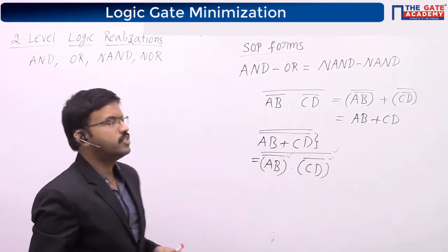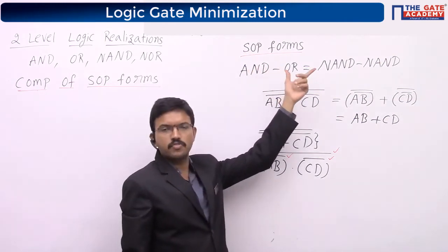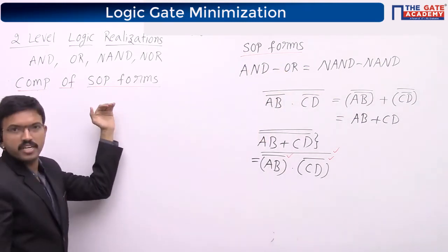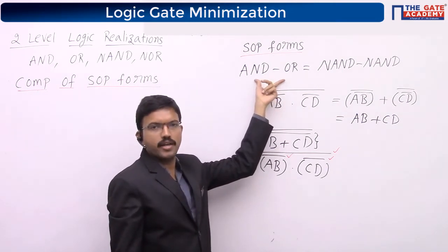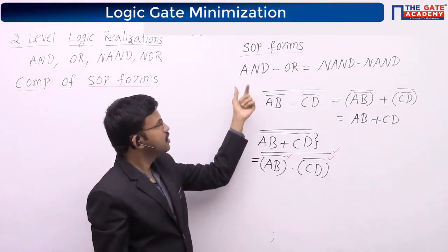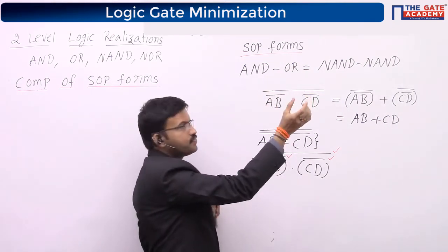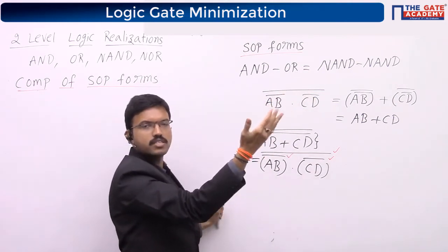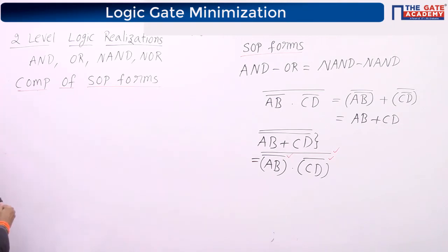Next one, complement of SOP forms. See here we have generated SOP form. Now I am mentioning the complement of it. That means here, with the help of these 2-level logic relation, I got SOP. After that I require the complement, right? That means see here AND and OR are there. After that I require an inverter. OR gate followed by an inverter is nothing but what? NOR. So directly you can write this one is AND-NOR.